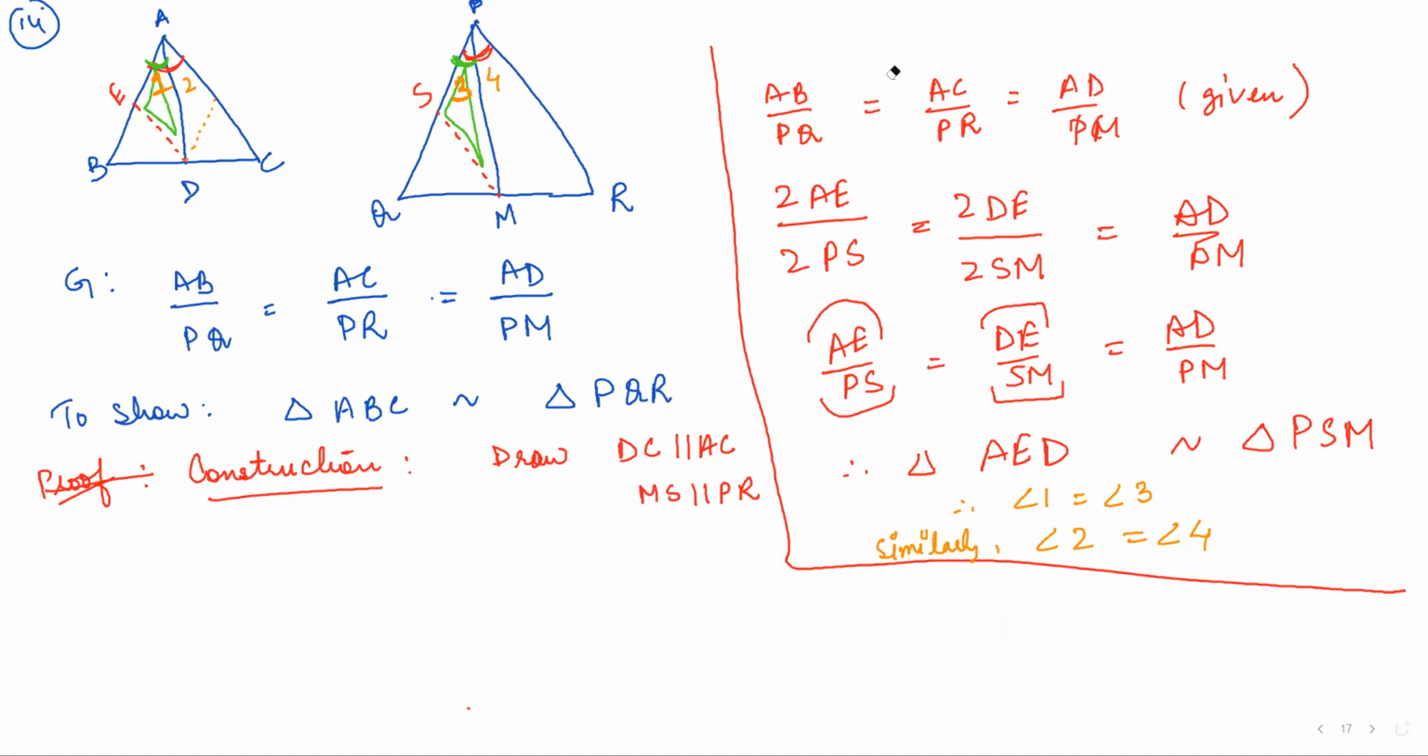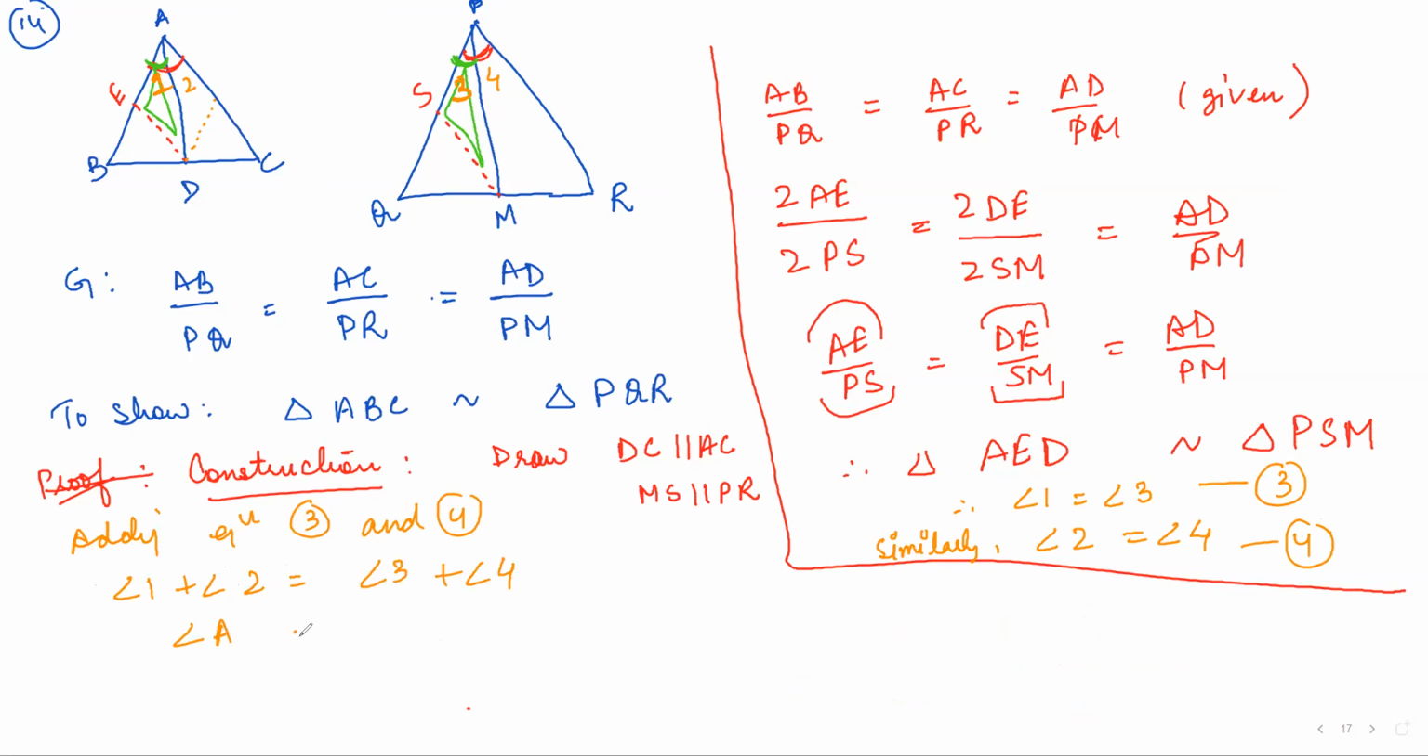All right, let me give some name to this equation. Let me call it 3 equation. Let me call it 4. So simply add. So adding equation 3 and 4, I get angle 1 plus angle 2 is equal to angle 3 plus angle 4, right? Now angle 1 plus angle 2 becomes your complete angle A and angle P. So far, Sarah, I have only shown that angle A is equal to angle P, right? Okay. Now come back to here.